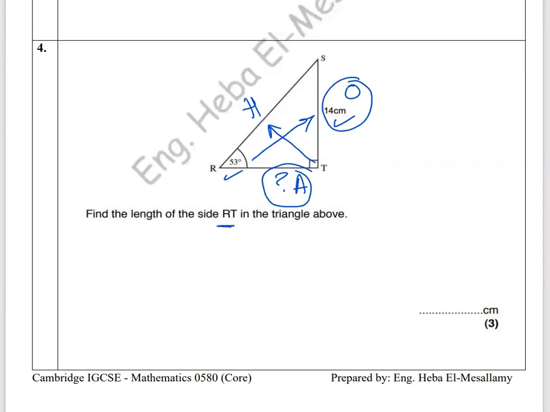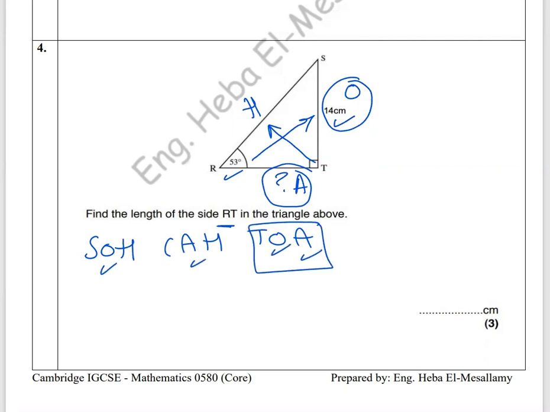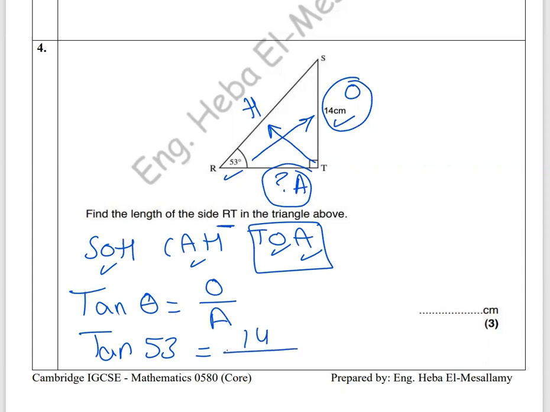So I'm going to write SOH CAH TOA, and then I'm going to take the two sides that I need in the ratio. So I'll take O and A. I'll find that TOA, which means tan, is going to work. Tan theta is opposite over adjacent. Theta here is 53 equals, the opposite side now is 14, and the unknown is A, the adjacent here, is RT.